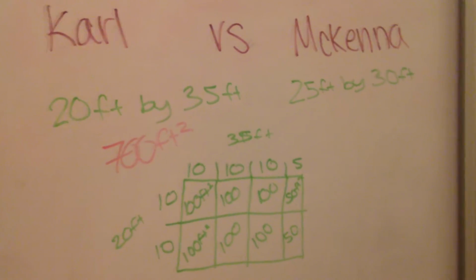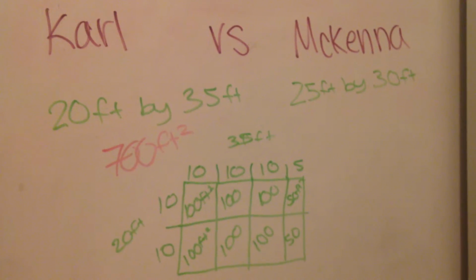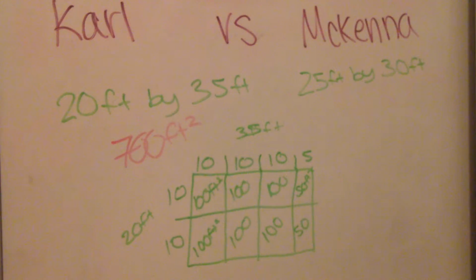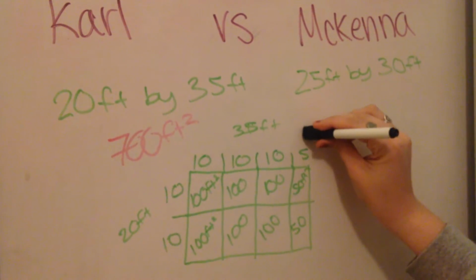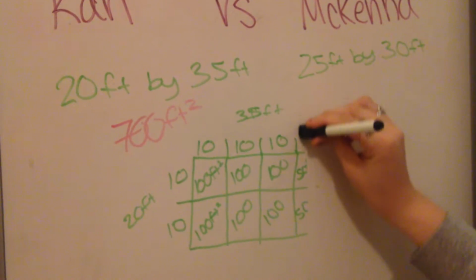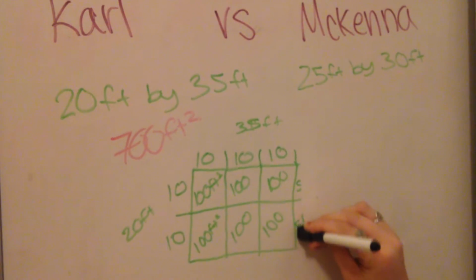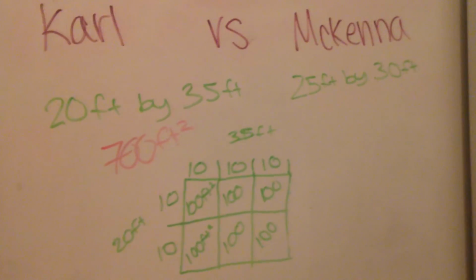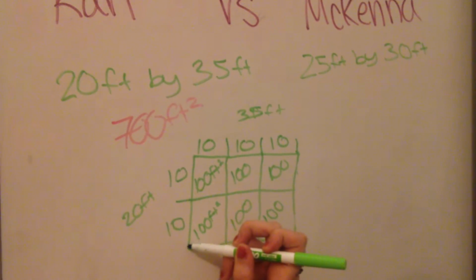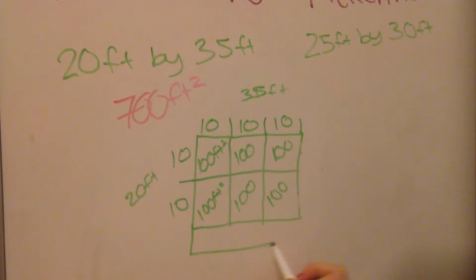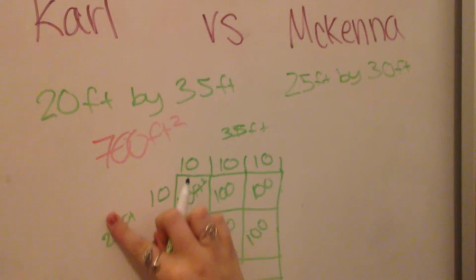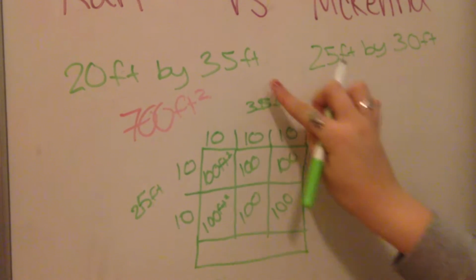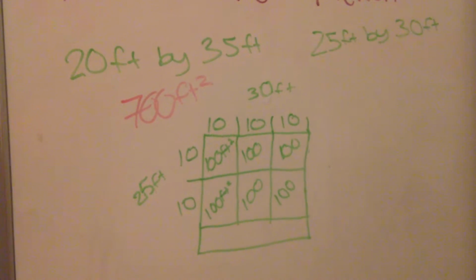Now we're going to do one simple change to find McKenna's garden's area. Karl had 35 feet on this side, but McKenna has 25 feet on this side. So we're going to take off this 5 feet from Karl's garden and add it over here onto McKenna's garden. So now we have McKenna's dimensions, which is 25 feet by 30 feet.